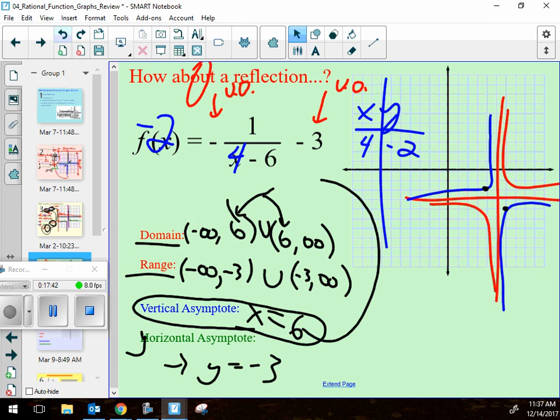Did it work? What's 4 minus 6? Negative 2. 1 over negative 2 is negative, and then the negative of a negative makes it positive a half. Is positive a half minus 3 equal to negative 2? No. Something's messed up.